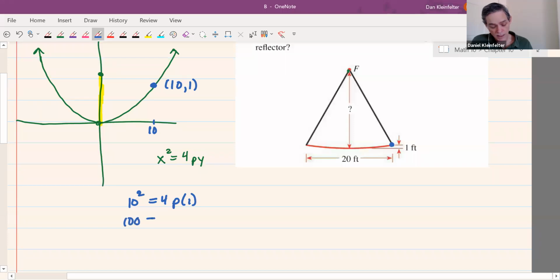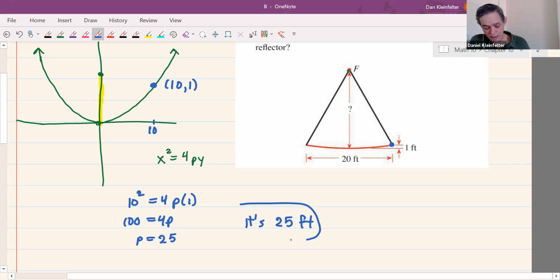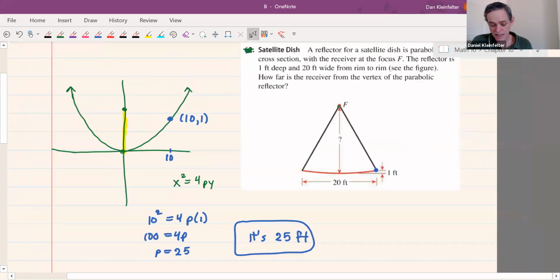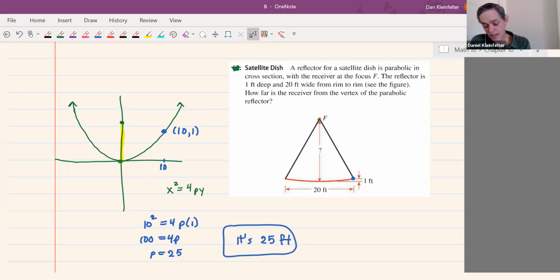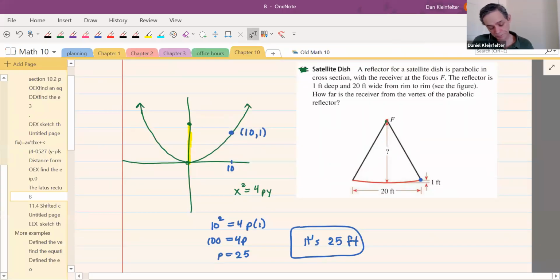So 100 is equal to 4p, and so p has to be 25. So the distance is 25 feet. So this didn't take a lot of calculating, really. I mean, the equation solving part was super short. The work came in analyzing the problem, making up a little sketch, and figuring out how to connect the information we have and the information that we don't have.